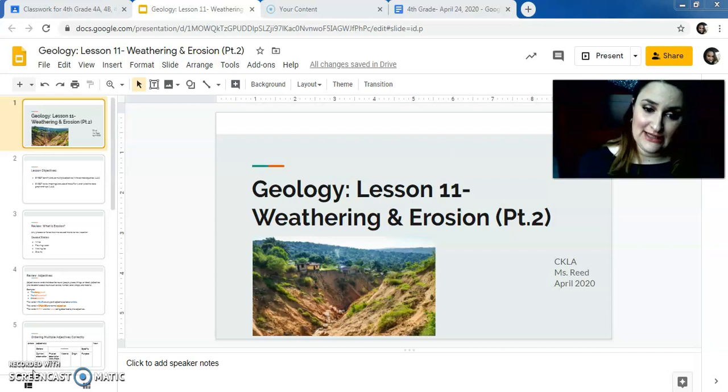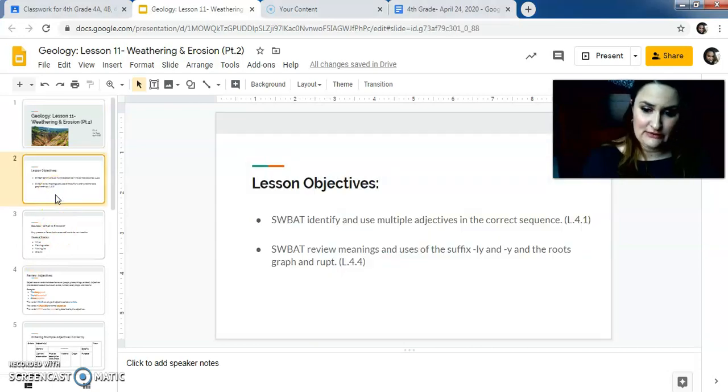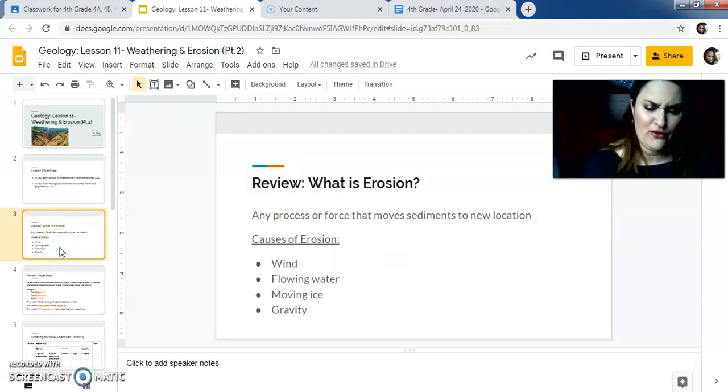Today you're going to do lesson 11. It's Weathering and Erosion Part 2, but it's mostly grammar and morphology today, so you're not really going to have to do any extra reading. These are your objectives for today. Review real quick, even though we're not really going to talk about it too much.